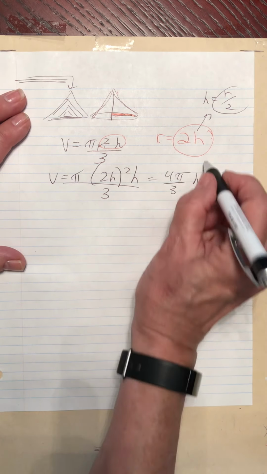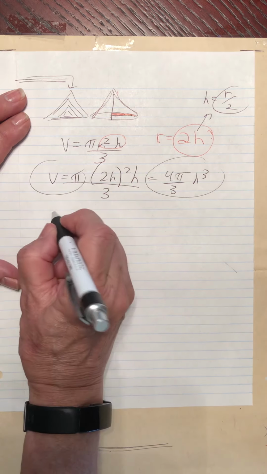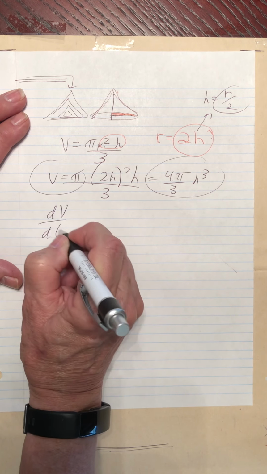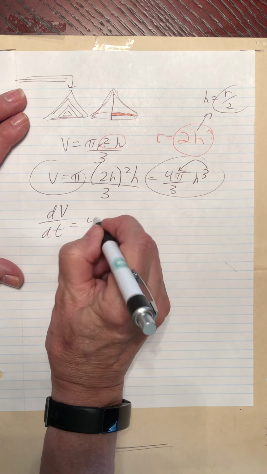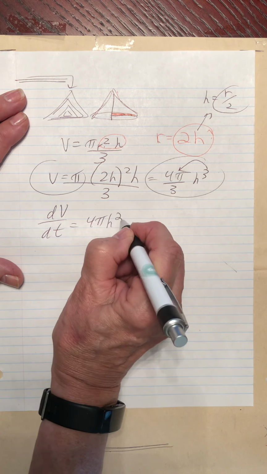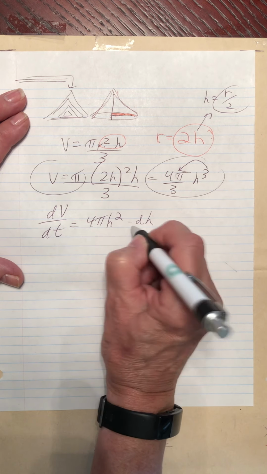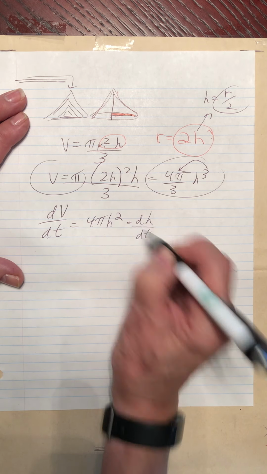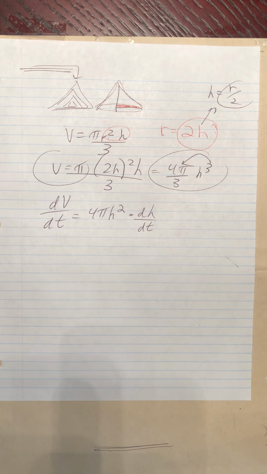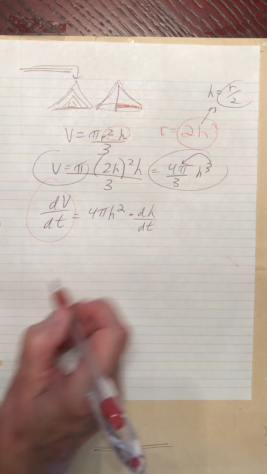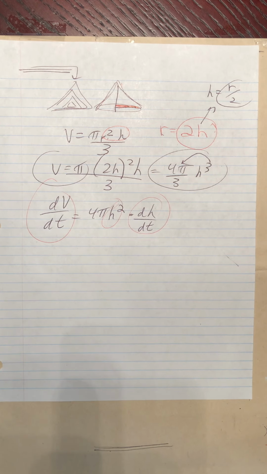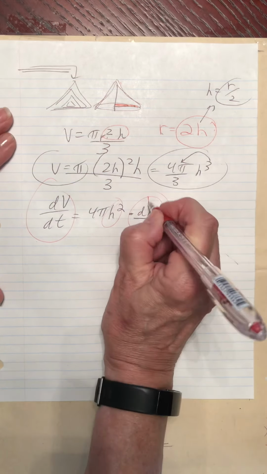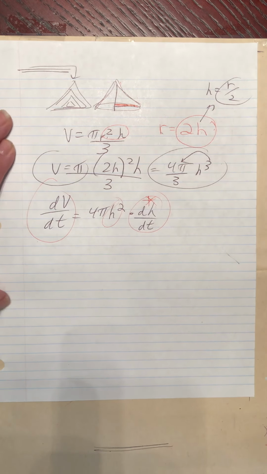So now you need to differentiate this formula. So you'll have dv over dt. The 3 comes down. It's going to cancel that 3. I will have 4 pi h squared and then dh over dt. Okay, so I need how volume is changing. I need height at a certain time, and height is changing. So the question asked me, how's the height changing? So this is what I'm looking to solve for.